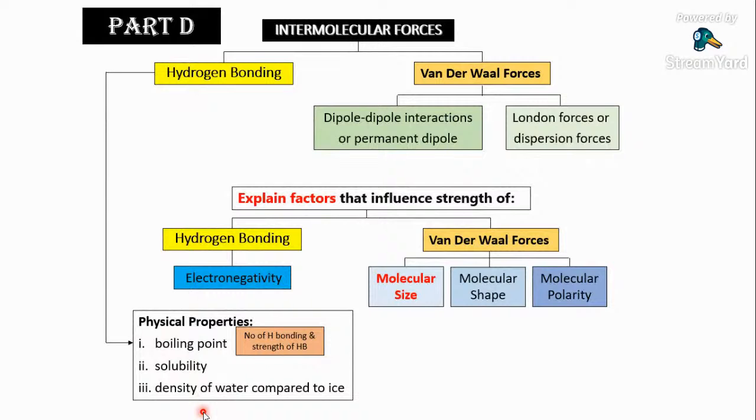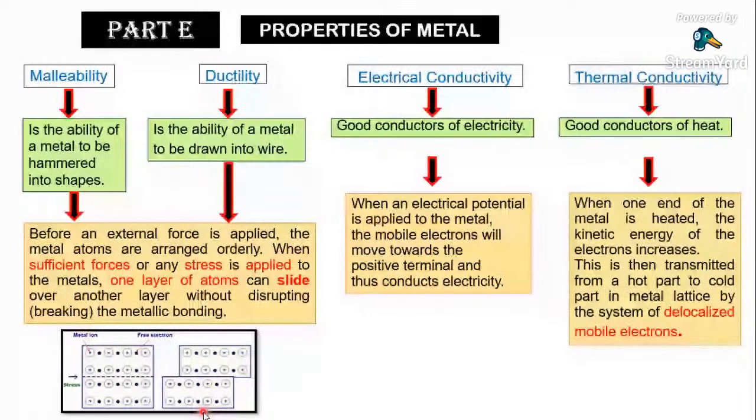Okay, for part E, properties of matter. These are four physical properties of matter: malleability, ductility, electrical conductivity, and thermal conductivity. You must know how to explain each of the physical properties, and you must know how to draw the diagram as well for the malleability and ductility, because when you explain, a substantial force or any stress is applied, so it can slide over another layer without disrupting. It means the positive ion and the atom of the matter still maintain as usual.